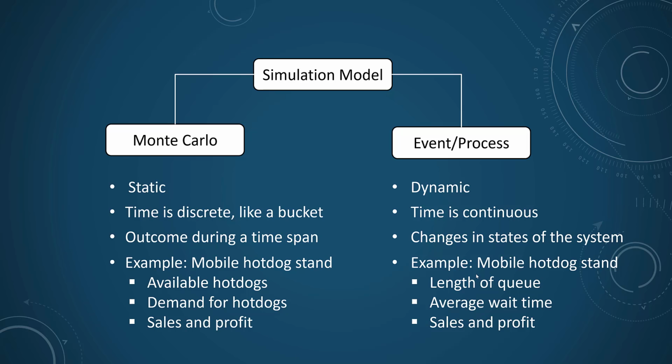Now the same mobile hot dog stand. Suppose you look at what happens between 11 a.m. and 2 p.m., minute by minute, and see how many customers are coming in, how long the queue is, what the average wait time is, and how many hot dogs you sell, and on and on, and you find the sales and profit. That would be a discrete event simulation.